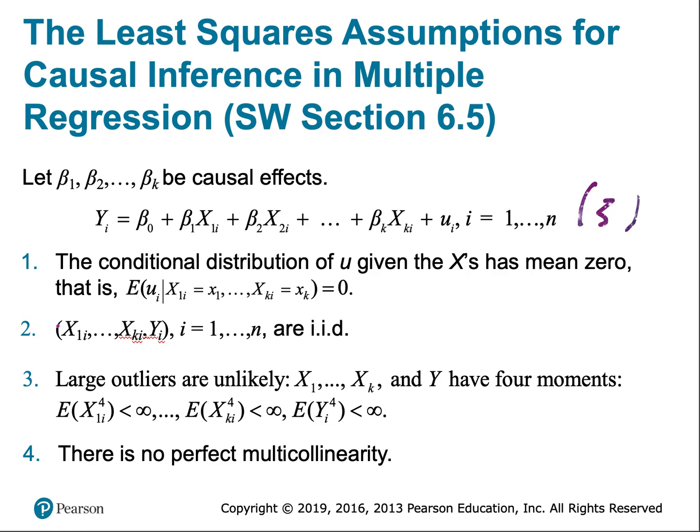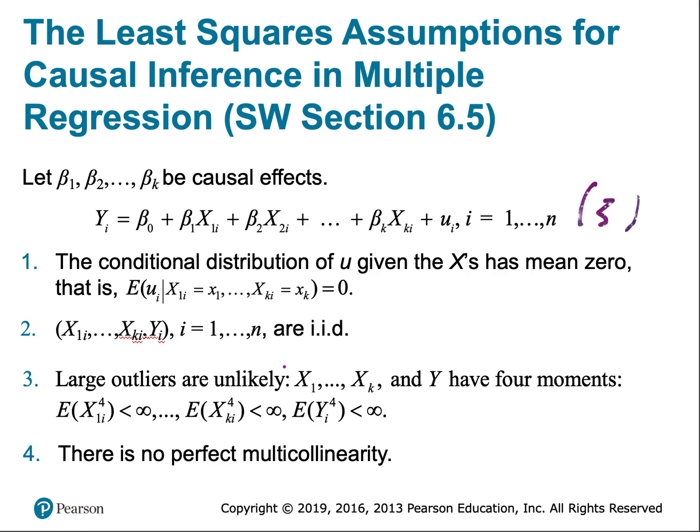Number 1, the conditional distribution of u given the x's has a mean of 0, that is, the expected value of u, given that x1i is equal to x1, all the way to xki is equal to xk, is equal to 0. This is the same as with the univariate case, only now we have more x's to worry about. Number 2, x1i through xki and yi for i equals 1 through n are iid. Again, same as the univariate case, only we have more x's.